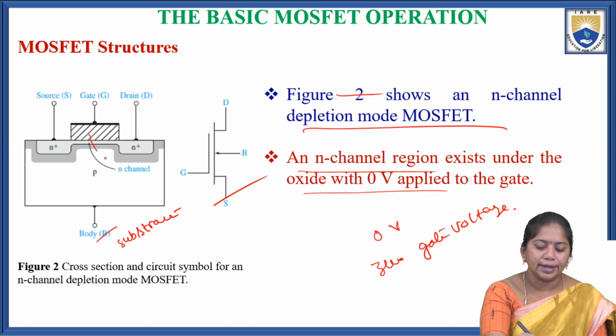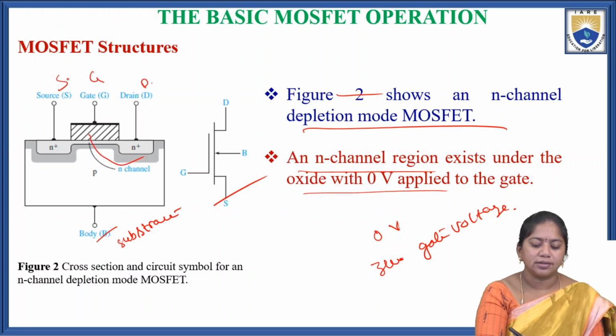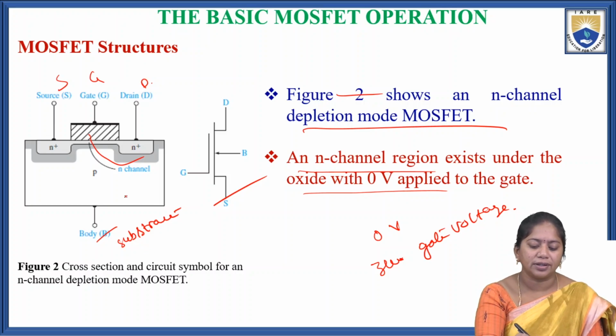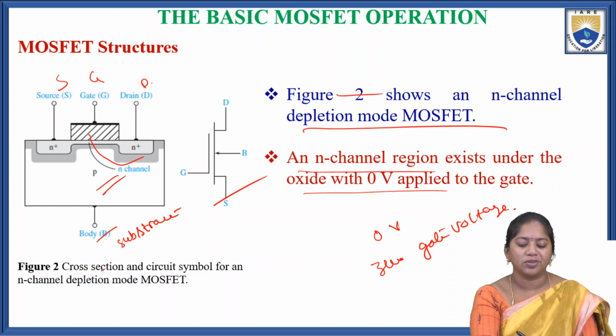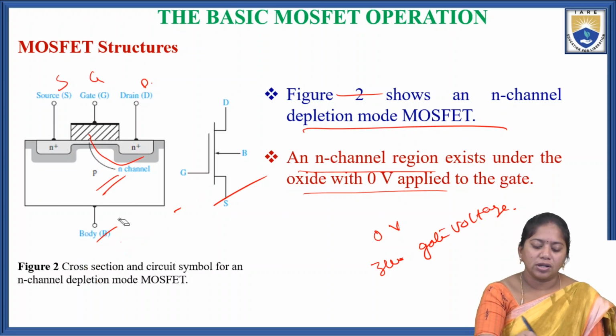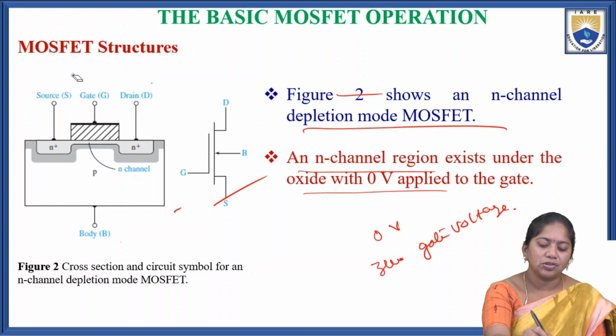So here the gate is the n-channel, drain D, gate G, source S. This is the cross section and circuit symbol for an n-channel depletion mode MOSFET. Here we are using the p-type substrate, that is, the body is the p-type substrate. This is the cross-sectional diagram of the n-channel depletion mode.